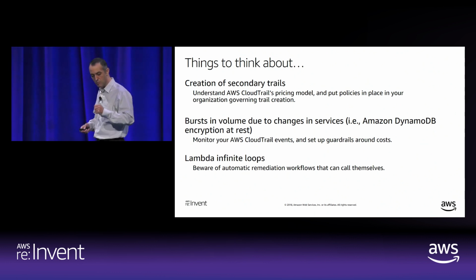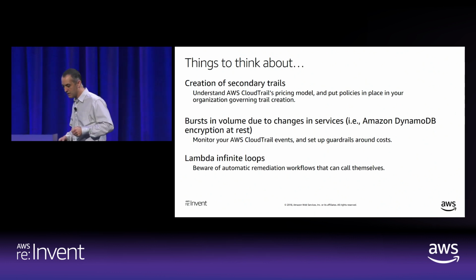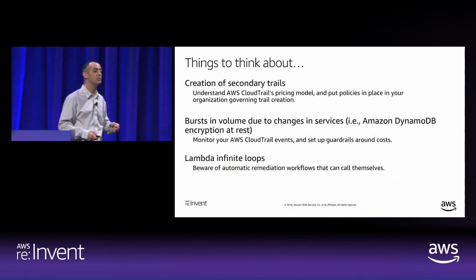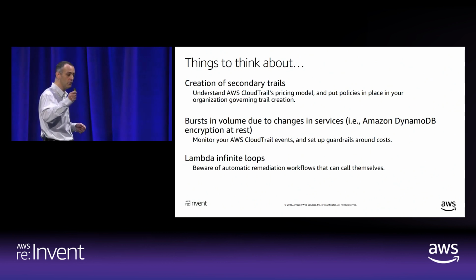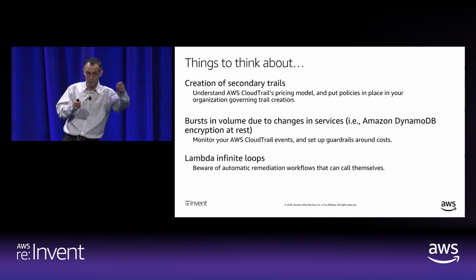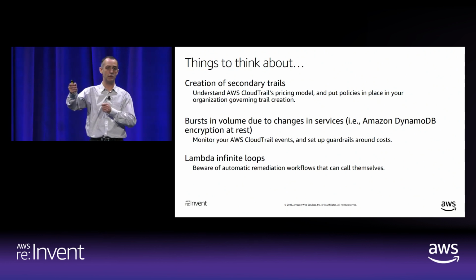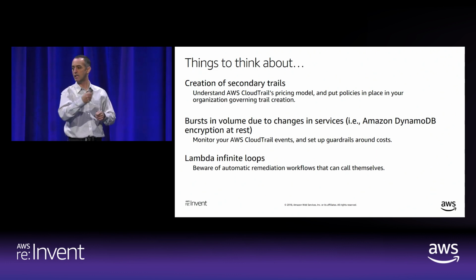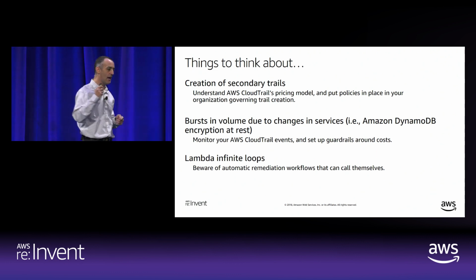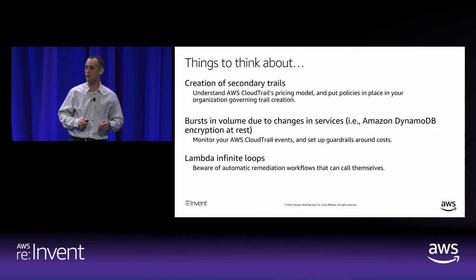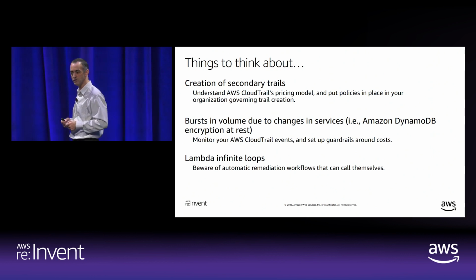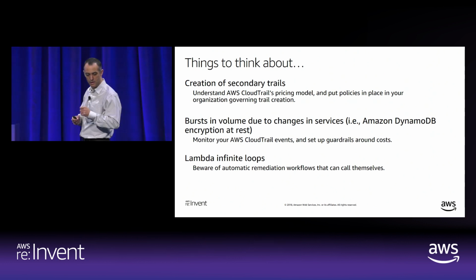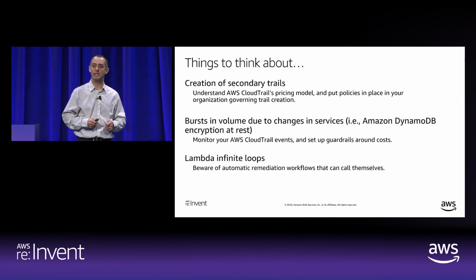And finally, beware, beware, beware of Lambda infinite loops if you're writing custom remediation workflows. If you write a Lambda function that responds to a particular CloudTrail event by calling an API which causes the same event to be emitted, you're going to create an infinite loop. And that will spin out of control at an unbelievable speed. And you can incur unwanted charges there. So be aware of that. That's something that's very easy to mitigate. It's really a question of just development discipline and awareness. It's actually quite easy. People just need to know about it.